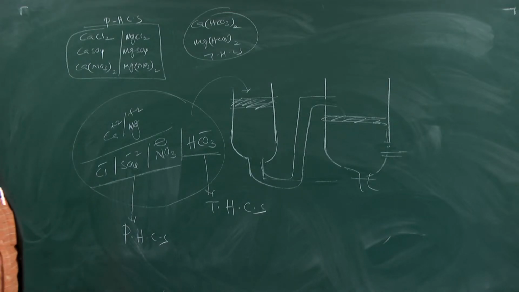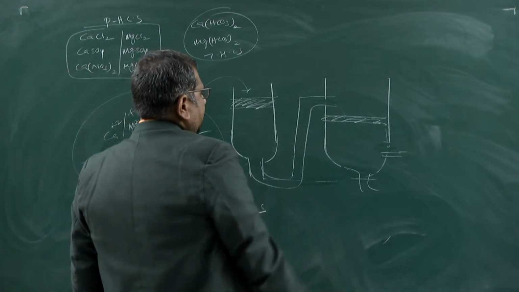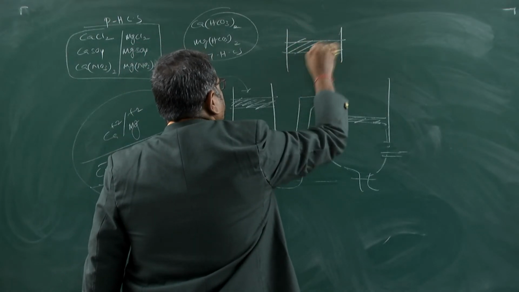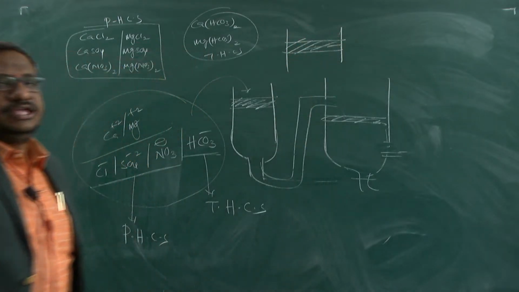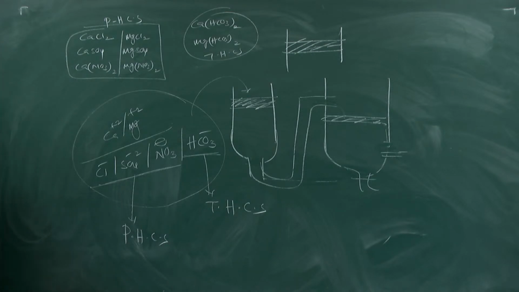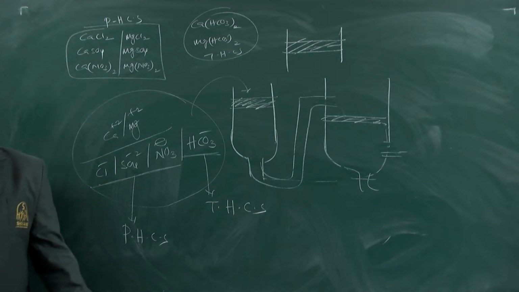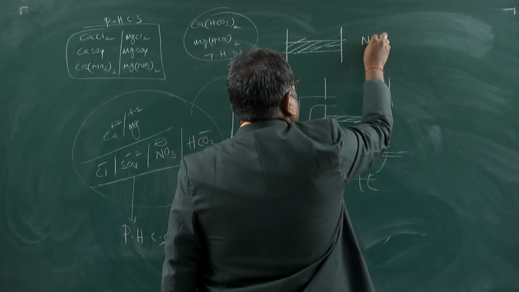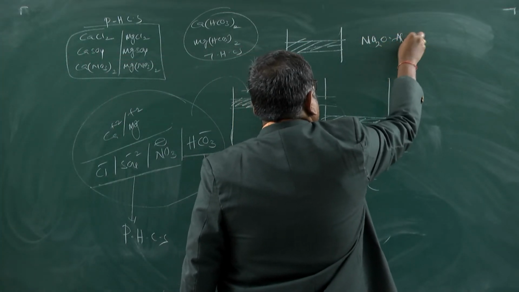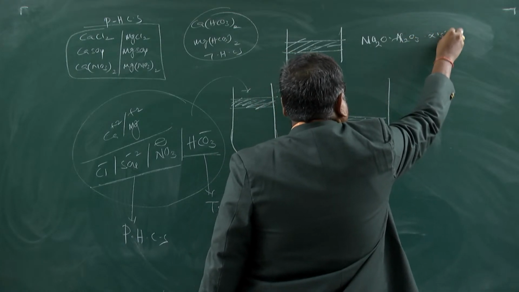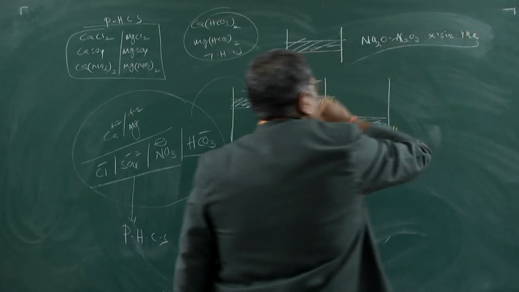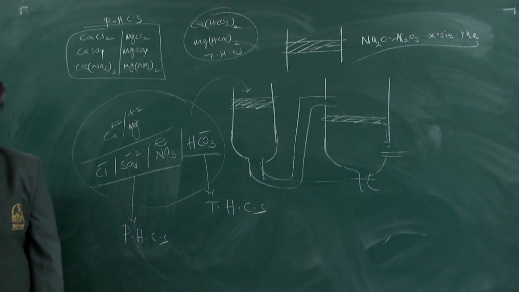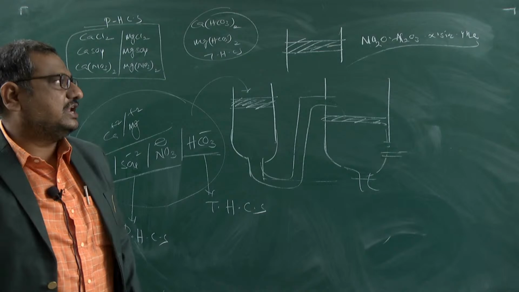At the same time, the zeolite process is also there. Zeolite means there is a chamber, a zeolite bed. In this zeolite bed, materials like Na2O, Al2O3, xSiO2 and yH2O are present, whatever the combination. The natural zeolite material is natrolite.